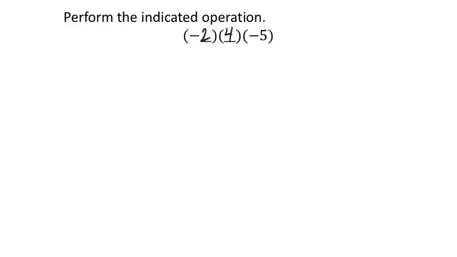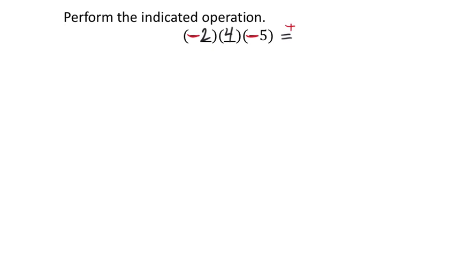Okay, well, try this one out. -2 times 4 times -5. So on this one, just to start out, let's figure out the sign of the answer. I've got 2 negatives. 2 is even, which makes my answer a positive. So again, you can put the sign there. You don't have to. After this, it's just straight multiplication.